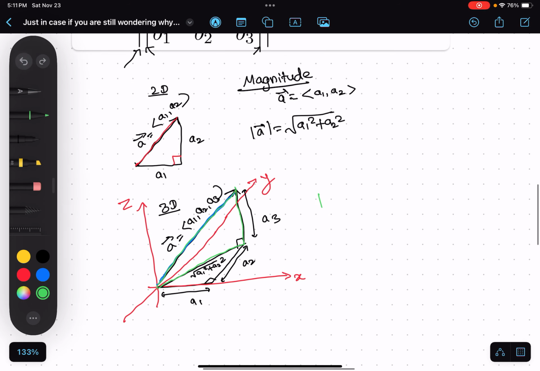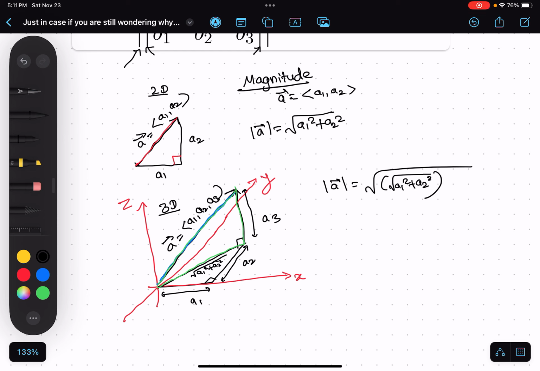So the magnitude of the vector will just be the square root of a1 squared plus a2 squared, and then this square root is actually not over here, it should be over here.